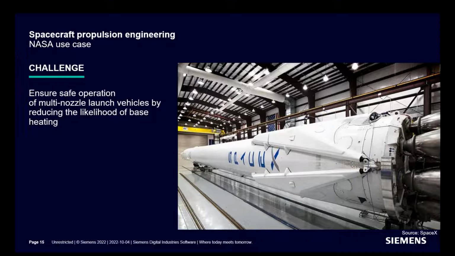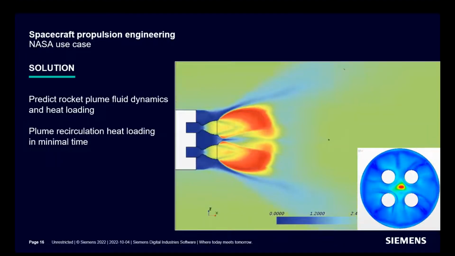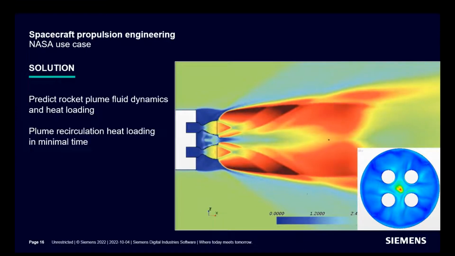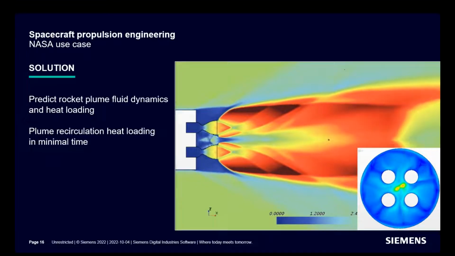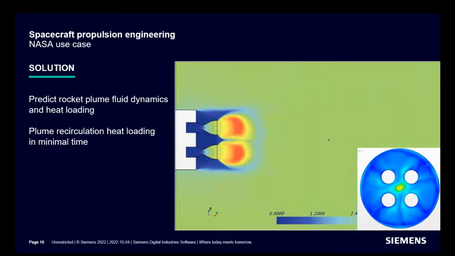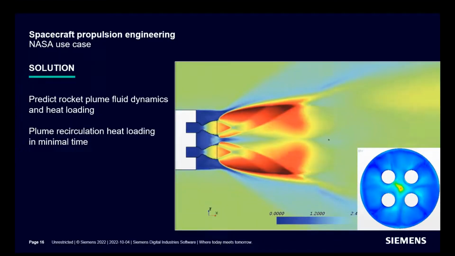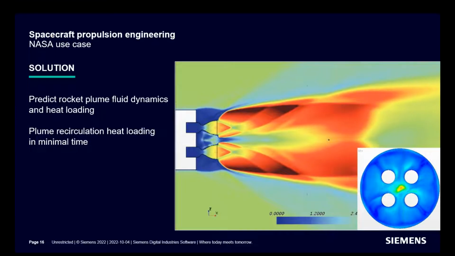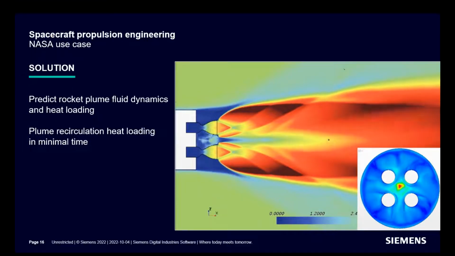And that's an area where computational fluid dynamics can help by predicting the rocket plume fluid dynamics and the heat loading, as you see here in the animation on the right. And also, we can predict the plume recirculation heat loading in a minimal amount of time for different attitudes. So you see that the plume varies as the launcher goes higher into the atmosphere.